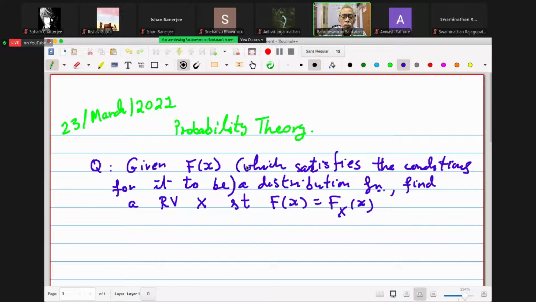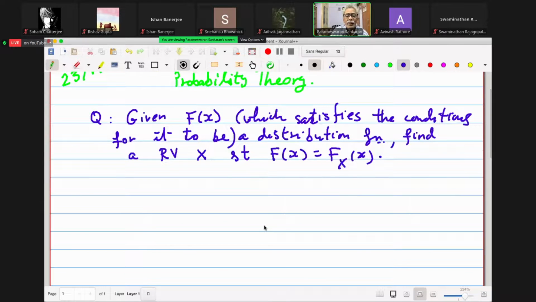So you can put this in parentheses. Given a distribution function, I have already told you it's a distribution function. Find a random variable such that this happens. I suppose this was a question. Not sure. So as I understood it, I suppose this was a question. Okay, so you don't have to construct.